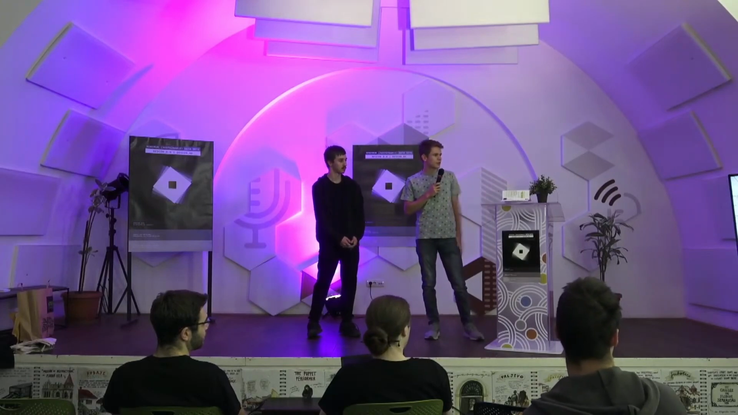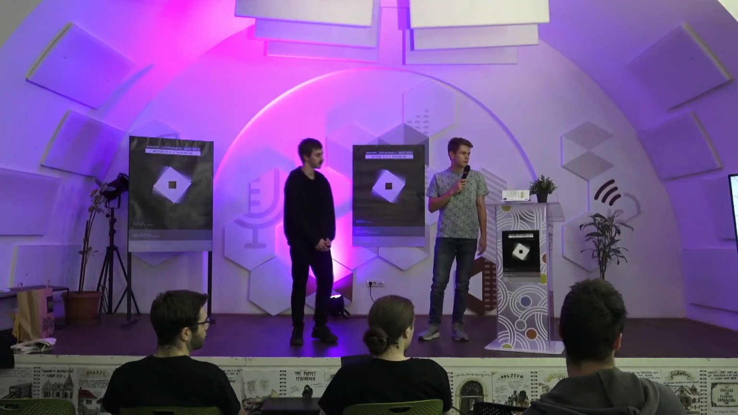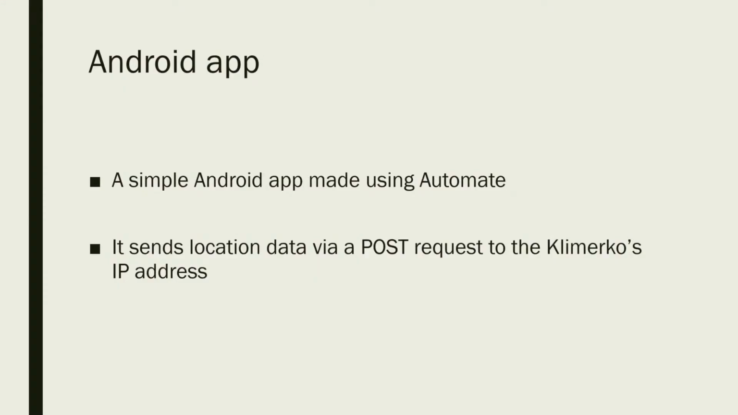You can see here a map of London's most polluted areas. So this was made in a really similar fashion by measuring really just over a lot of time and a lot of locations the current pollution data. And this is something that we have taken as inspiration to do with the Climerco device as well. So, Žarko, will you explain how we made it? What did we actually do?